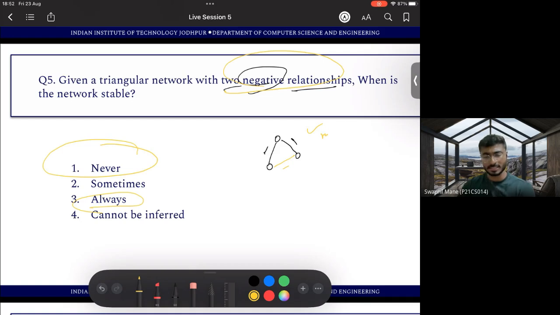Sometimes it's stable, because if there is a positive edge between these users, then this network is a balanced network, right? Balanced network. So option 2 is correct. Sometimes it is a stable network. It's not always or never, right?